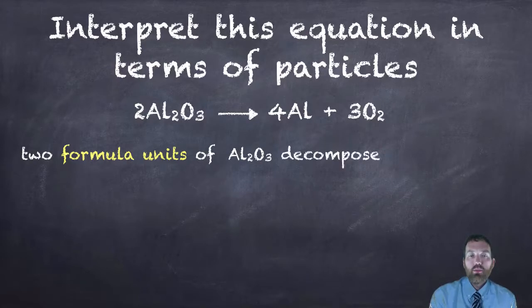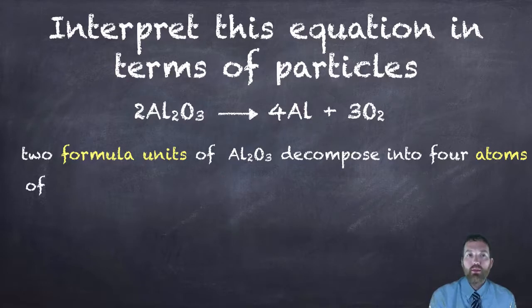And they're going to decompose. I'm using the word decompose because I know this is a decomposition reaction. I only have one reactant and it's breaking down into two products. So it's going to decompose into 4, and then I have atoms. I'm going to use the term atoms here because I just have aluminum. There's nothing bonded to it.